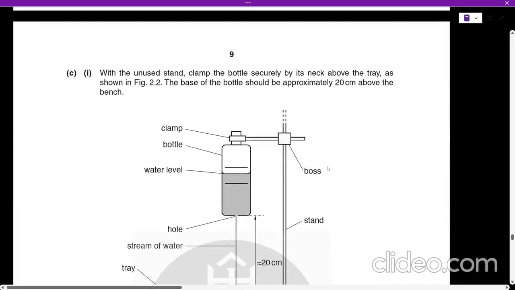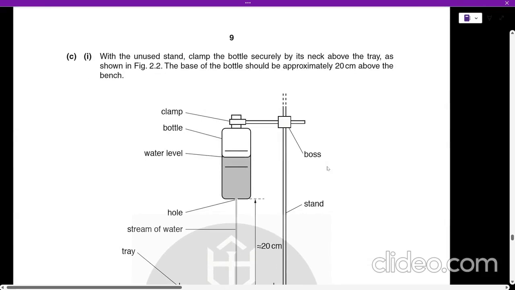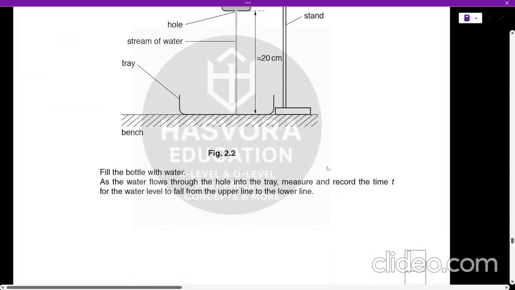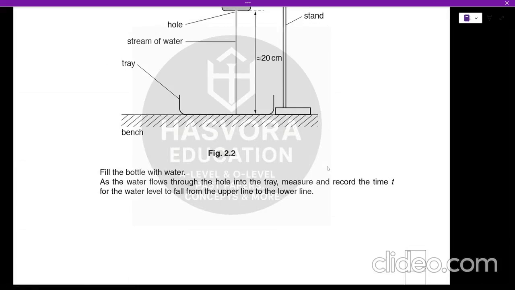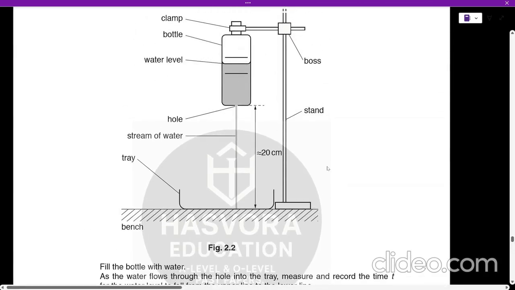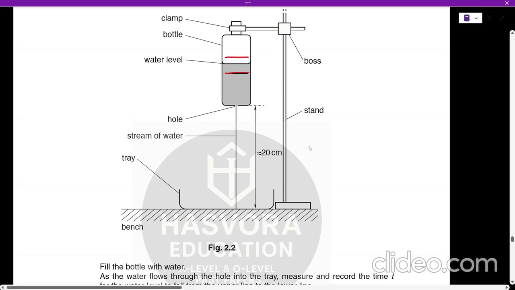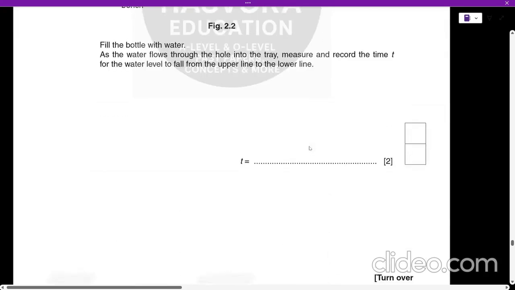Now let's move on. Part C says that with the unused stand, clamp the bottle securely by its neck above the tray as shown in figure 2.2. The base of the bottle should be approximately 20 cm above the bench. So fill the bottle with water. As the water flows through the hole into the tray, measure and record the time t for the water level to fall from the upper line to the lower line. So this is the upper line, and this is the lower line, and we are going to measure the time from when it reaches the upper line until it reaches the lower line.